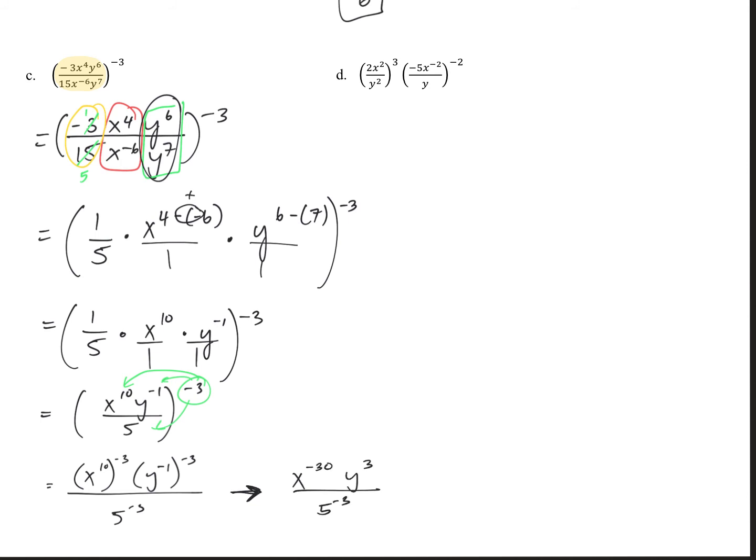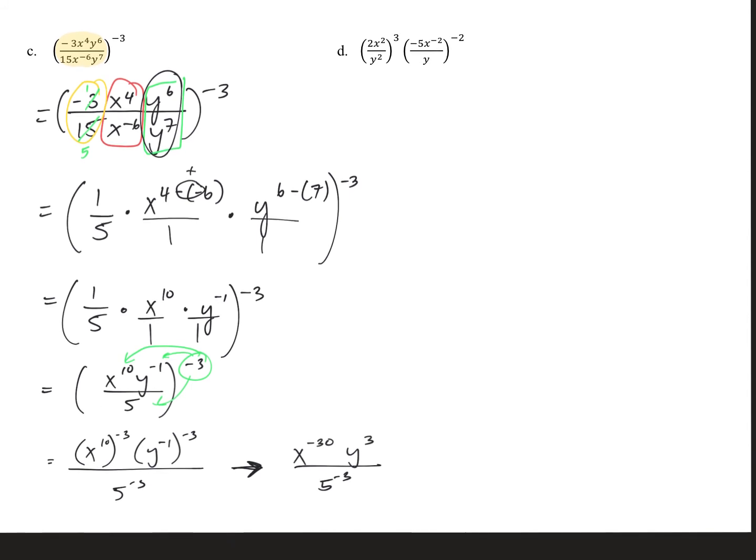Okay, so I'm going to go ahead and get rid of those negatives. How do I get rid of those negatives? Remember, to get rid of the negatives, we'll always just take the reciprocals. So that means we'll move them from the top to the bottom. So that'll be 5 to the 3rd power, now positive, x to the 30th power, now positive again, and y to the 3rd, and we're done.